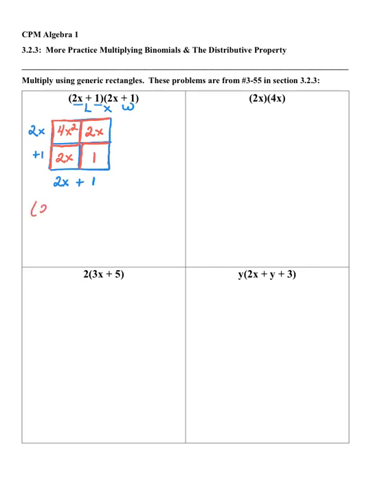That means that 2x plus 1 times 2x plus 1 is equal to 4x squared plus 4x, and I'm getting that from this block and this block added together, plus 1. Let's take a look at the next one.